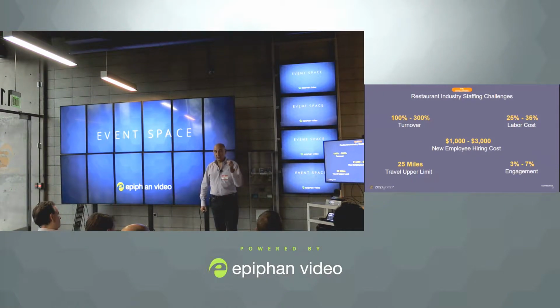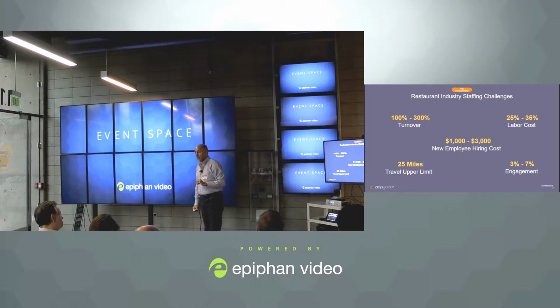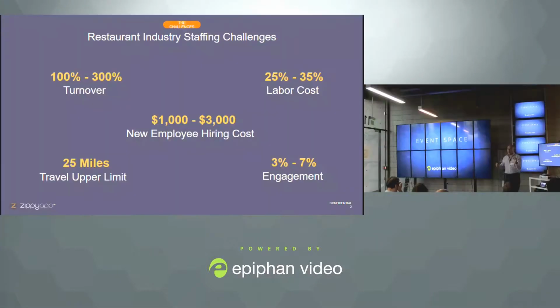Engagement meaning when somebody sees your job ad, and if they click, that turns into an application. We call that the click-to-apply ratio, okay? The click-to-apply ratio is about 3 to 7%, because the experience is so poor that they don't want to go through it. So they click on it.